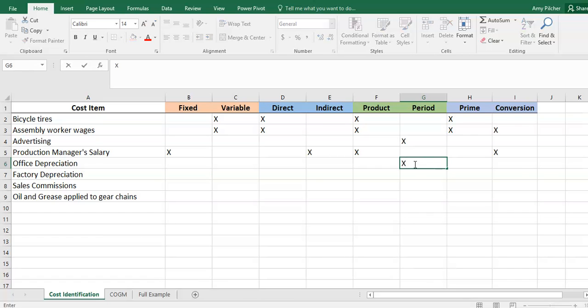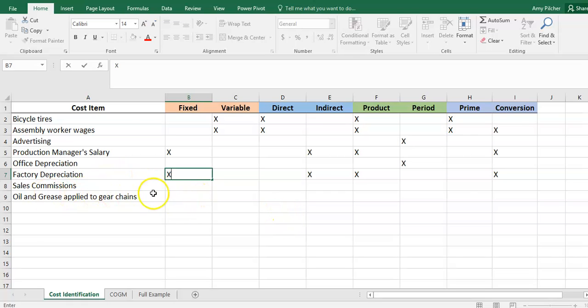However, the next cost item, factory depreciation, is related to our production. So that is a product cost. Factory depreciation is an indirect cost. It gets lumped into that overhead pool. We've already said before, anything in that overhead pool is a conversion cost. And factory depreciation is considered a fixed cost.